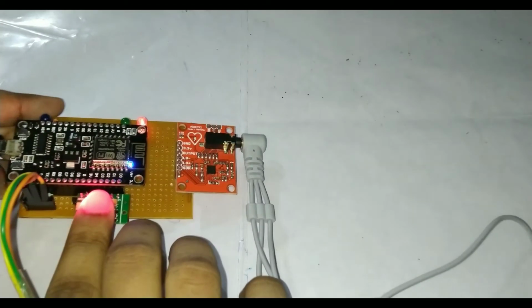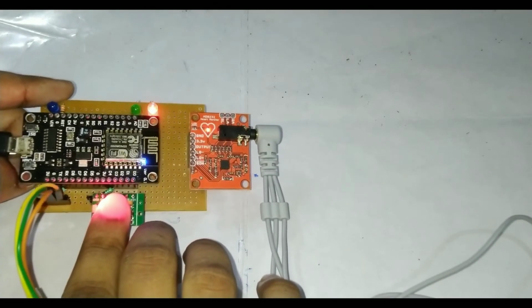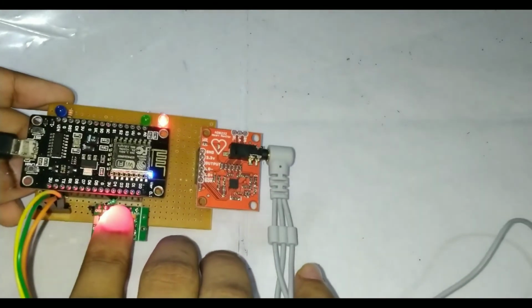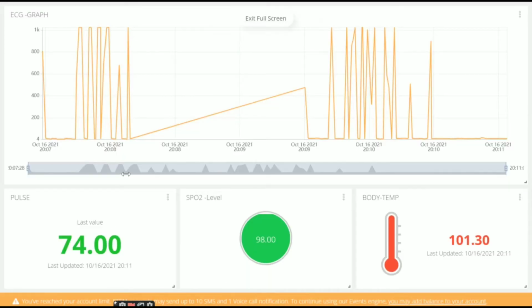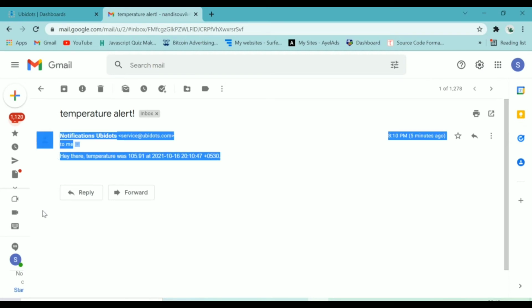If there is any health abnormality, then this red light will glow. This indicates one of our parameters is affected. We can see here that the temperature is exceeding the normal body temperature. It will alert us with an email. We can also get a phone call regarding the health advisory.